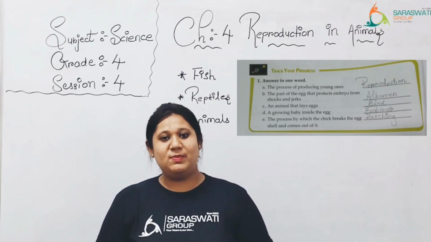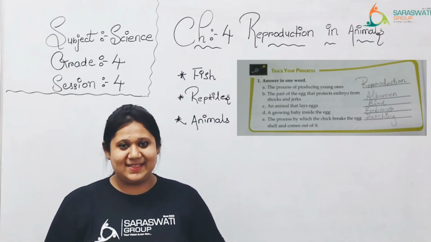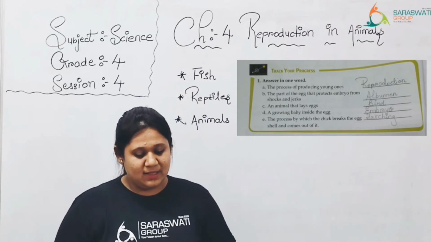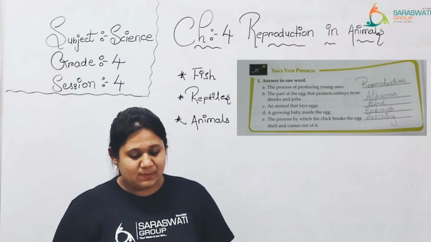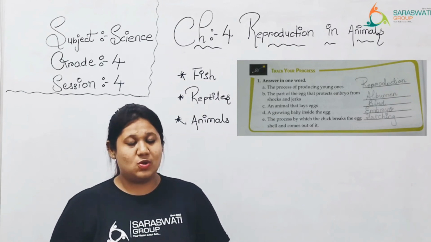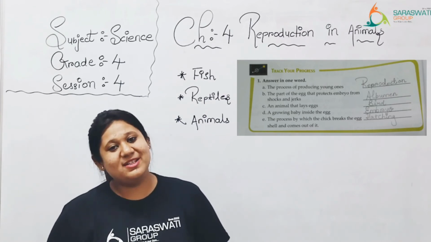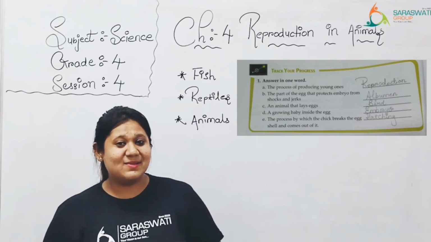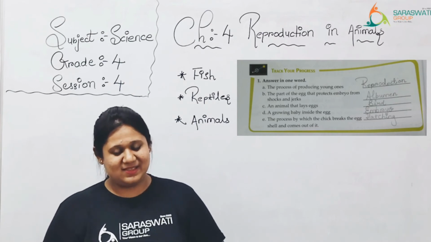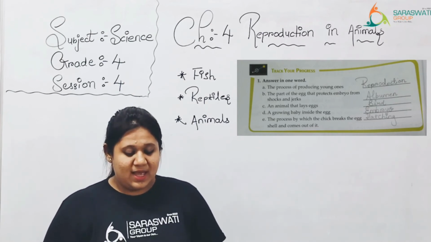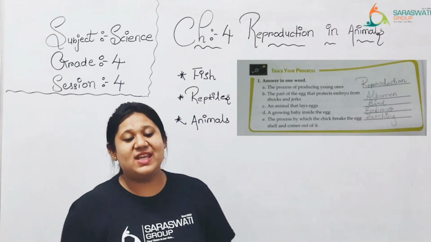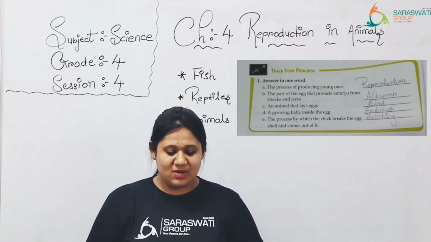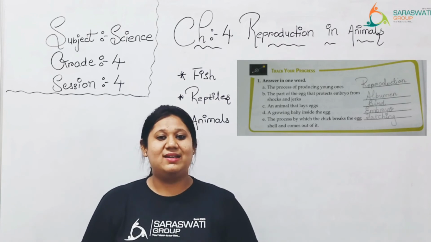Chalo, I want answer from you people. Yes, that is called reproduction. Right? Now, next, read. The part of the egg that protects embryo from shocks and germs. कौन सा part embryo को protect करता है from germs and shocks? Yes, our answer is albumin. Yes. Now, third. An animal that lays eggs. You can write any animal or else you can write any category. I have brought birds because they are the animals that lay eggs.